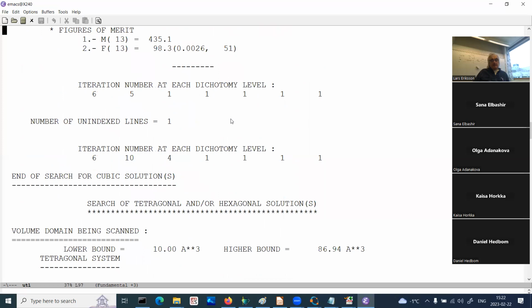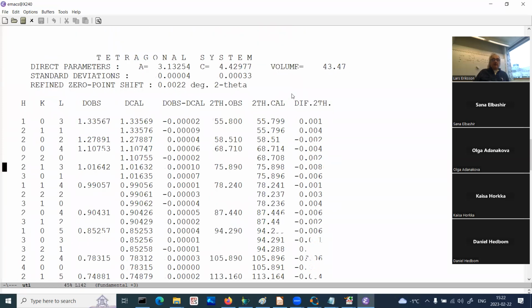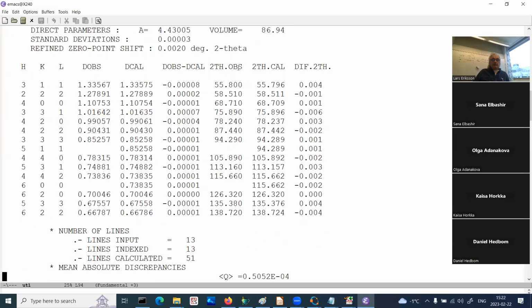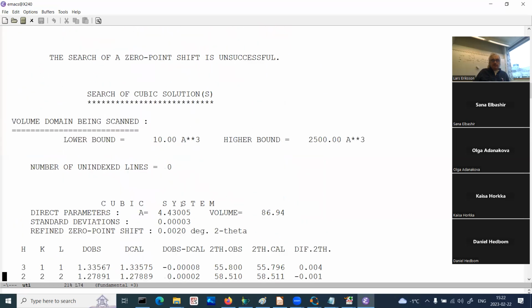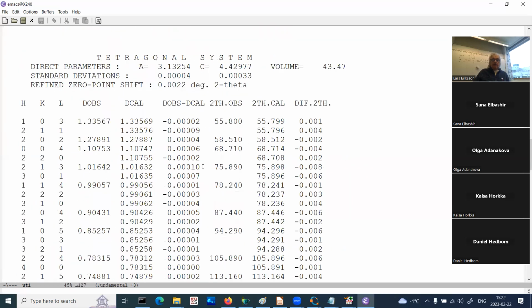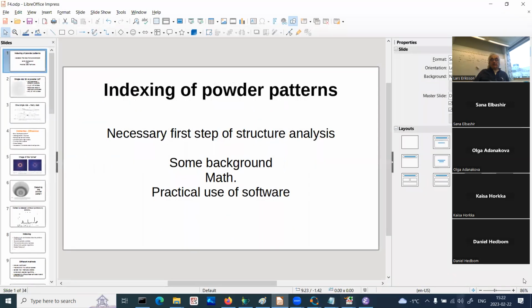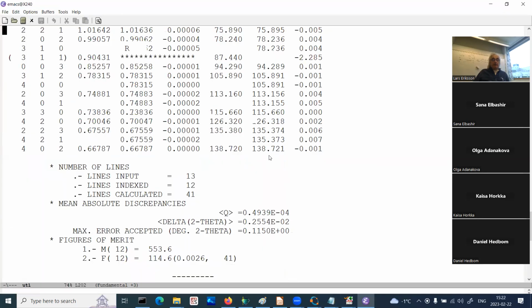Here we saw the tetragonal system, 3.13 and 4.42. How does that compare to 4.43 only? Yeah, nothing wrong, but the 3.13 is related to half the diagonal of the 4.43 cell. Dicvol, do not take care of that.